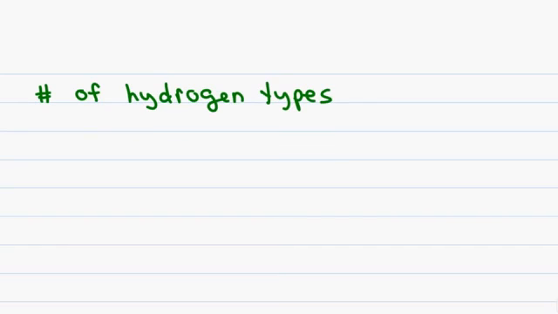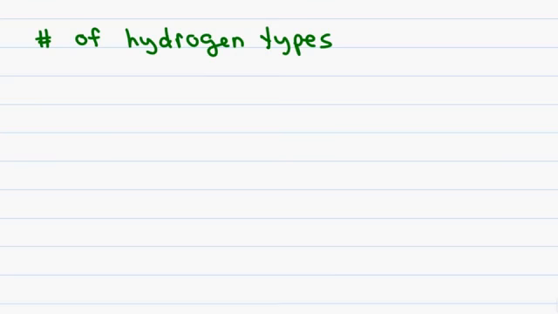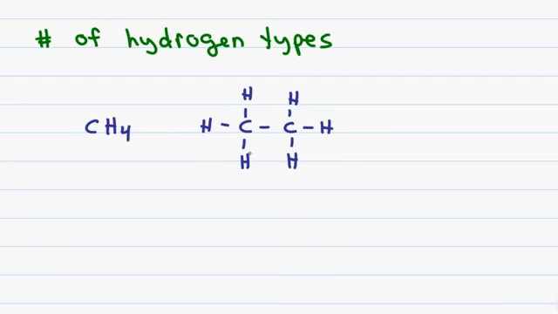NMR, disregarding how the machine works, simply analyzes the types of hydrogen that you have on a molecule and the similarities and differences in how it relates to the rest of the molecule. So for example, if I have something like CH4, since the carbon is surrounded by 4 equivalent hydrogens, I only have 1 hydrogen type. Same thing if I have an ethane, which is C2H6. Since every hydrogen on this molecule is bound to a carbon that has a carbon next to it with 3 hydrogens, every hydrogen is essentially the same.